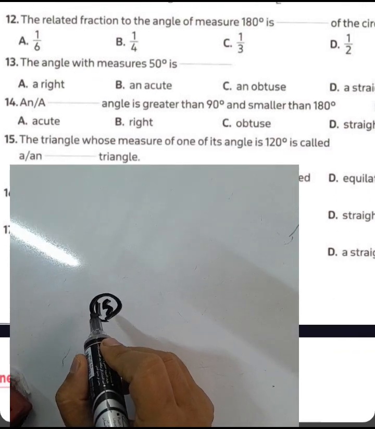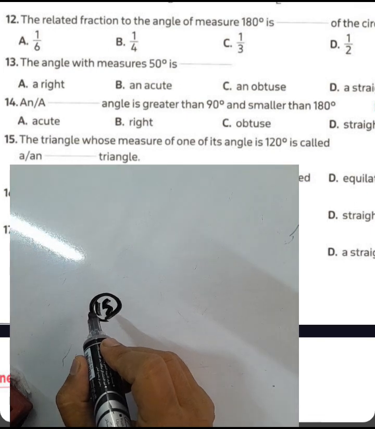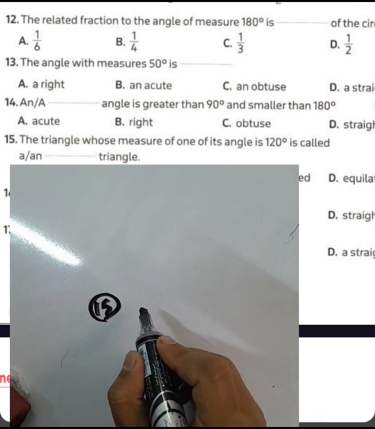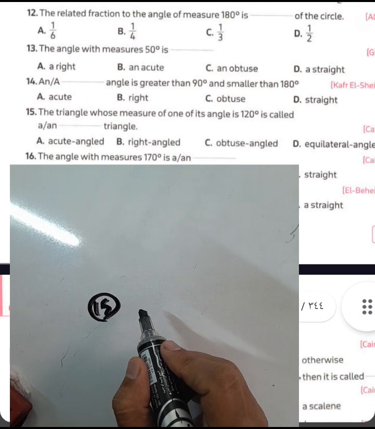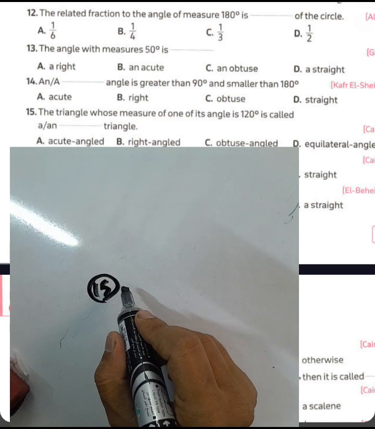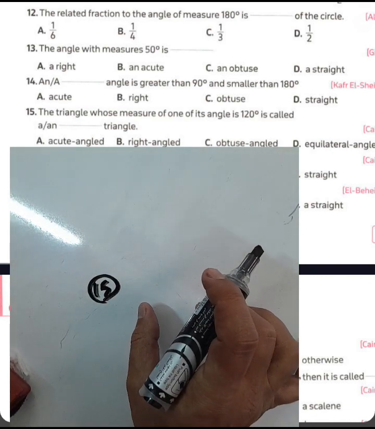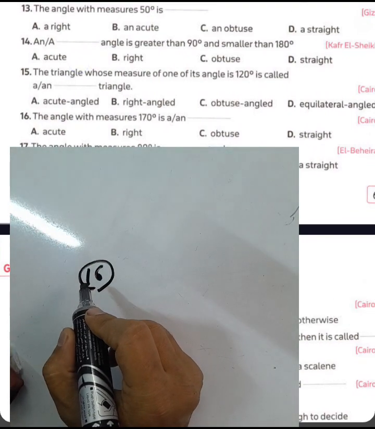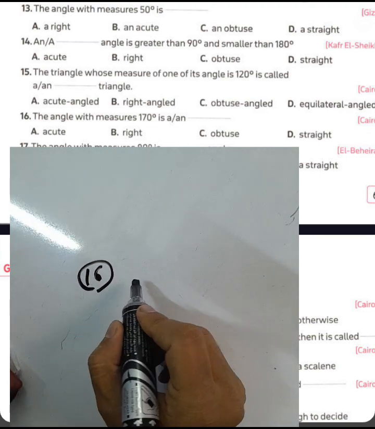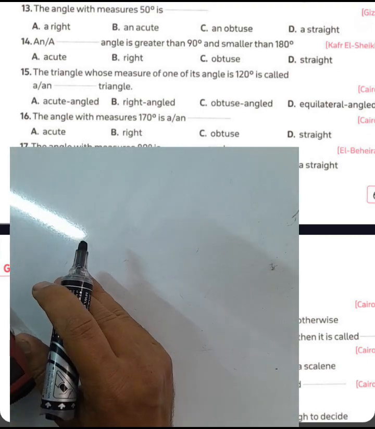Question 15. The triangle whose measure of one of its angles is 120 degrees, we call it what? Obtuse angle. Question 15. Triangle whose measure of its angle is 120, we call it obtuse, because 120 is greater than 90 and less than 180. Question 16. The angle with measure 170, we call it obtuse. Choose letter C, because 170 is less than 180.